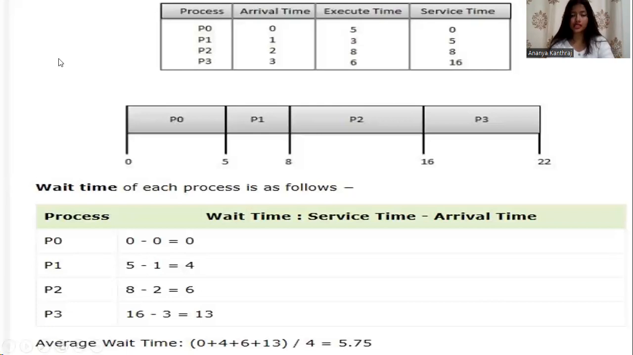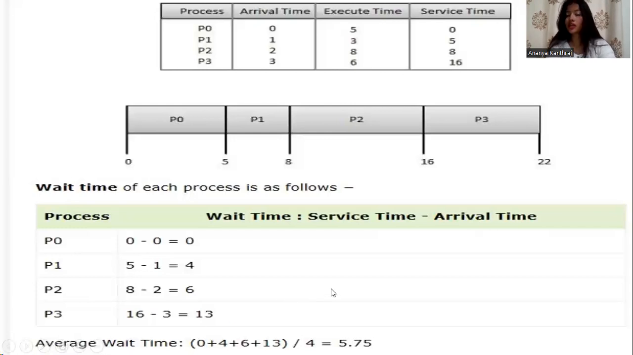Here in the example, we have the processes from 0 to 3, and the arrival time, execution time, and waiting time are given. The waiting time for each process is calculated as the service time minus the arrival time. So for P0, it is 0. For P1, it is 4. For P2, it is 6. And for P3, it is 13.